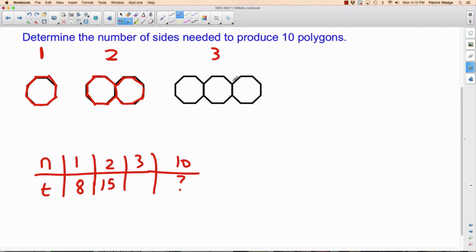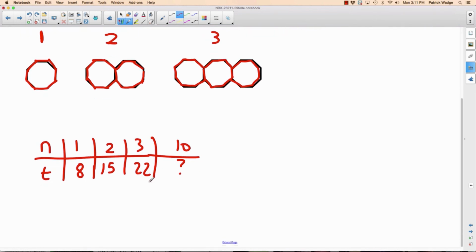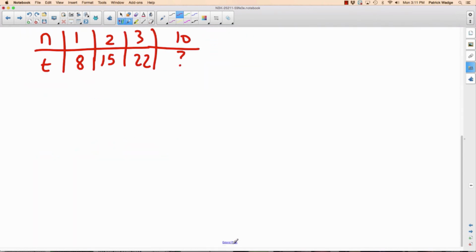you. When there's 3 of them, or the third shape, it's 1, 2, 3, 4, 5, 6, 7, 8, 9, 10, 11, 12, 13, 14, 15, 16, 17, 18, 19, 20, 21, 22. So we get 22 here. Guess what we're going to do now? Find the equation. How are we going to do that?